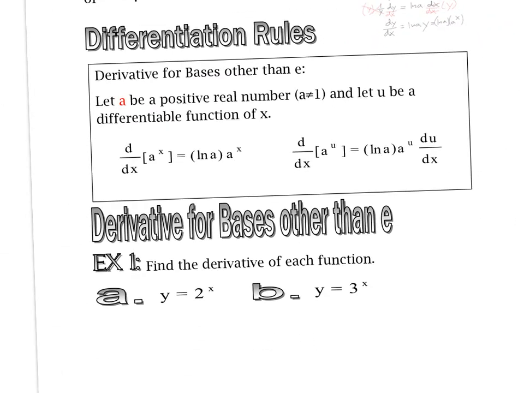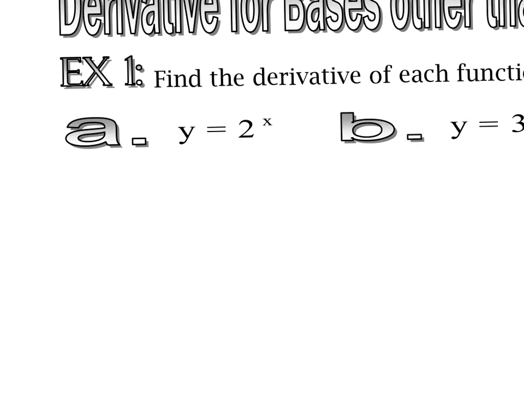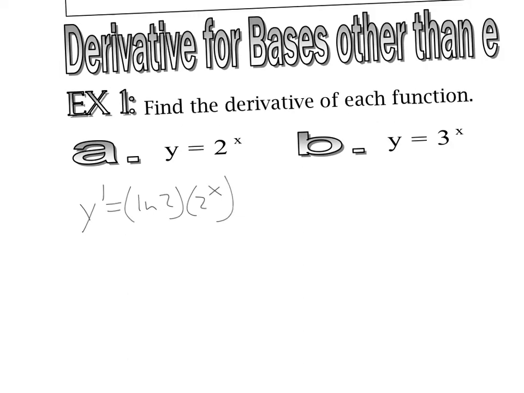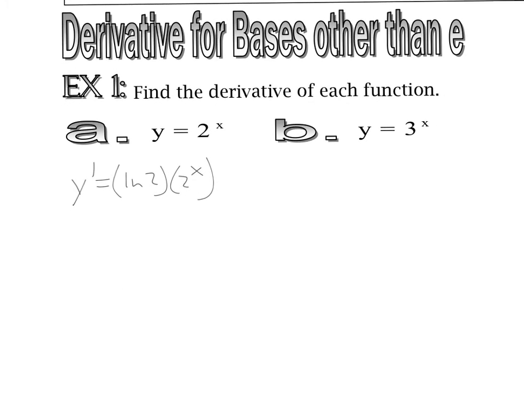So let's practice a couple here. Y equals 2 to the x. Should be pretty easy, right? The derivative is just going to be y prime equals the natural log of 2 times 2 to the x. And that's it. Once you try part B here on your own, I think you could do it pretty quickly. Give it a shot. Yeah, hopefully you saw this is just the natural log of 3 times 3 to the x. There you go.